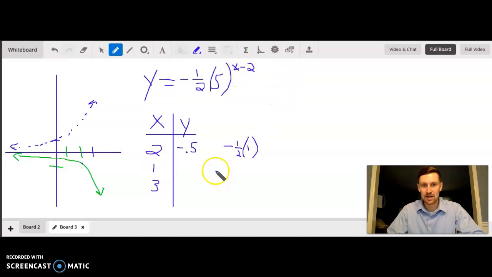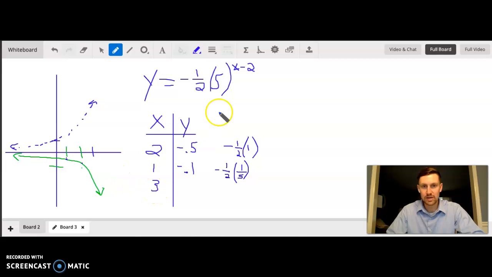So look here, I would get a negative 1/2 times 5 to the negative 1, because I plug in the x. 1 minus 2 is a negative 1. 5 to the negative 1 is 1/5. Okay? Multiply those together and you get a negative 1/10, or negative 0.1. So look here, positive 1, negative 1/10. That's probably a little bit high, but it was somewhere right in there.